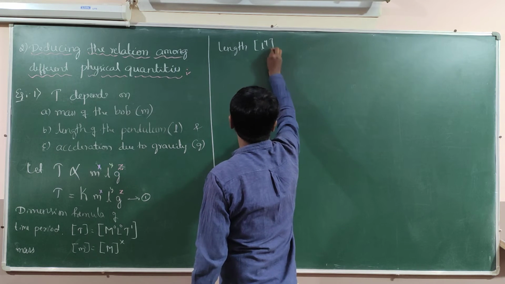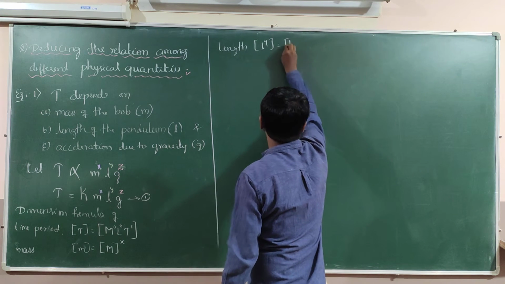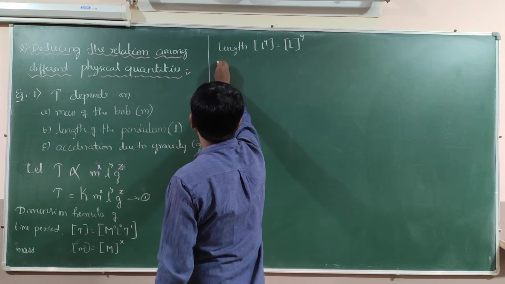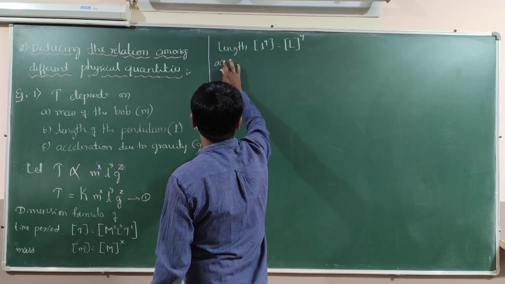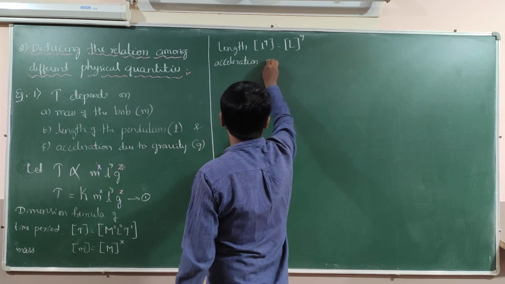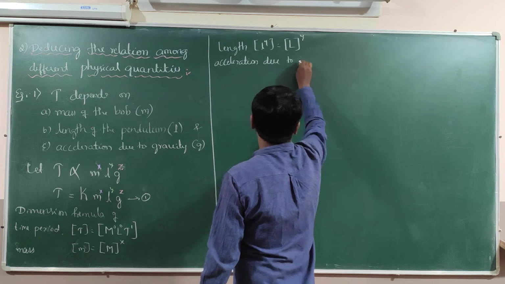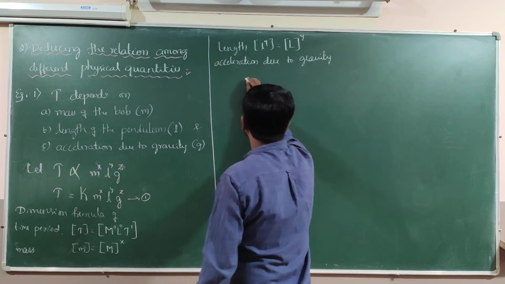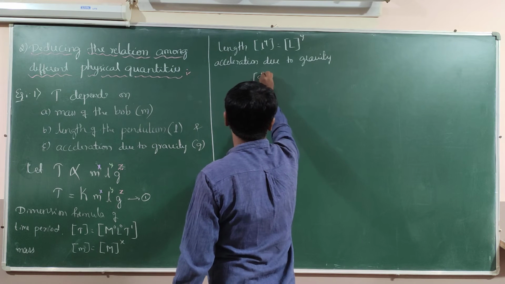L raised to y, this becomes L raised to y. Similarly, acceleration due to gravity. This is very, very important. The SI unit of acceleration due to gravity is meter per second square.